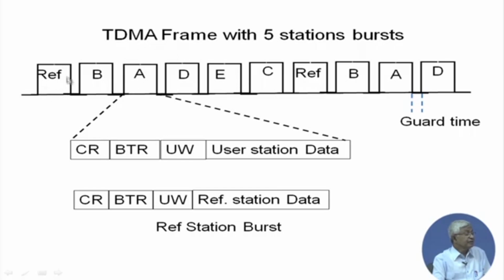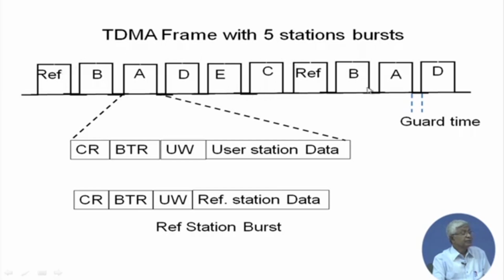There is a reference burst, and then say first burst timing is given to station B, second one for station A, then D, then E and C, like that, and it repeats after that. So, there is a frame here, one reference to the beginning of the next reference. This we can call frame.